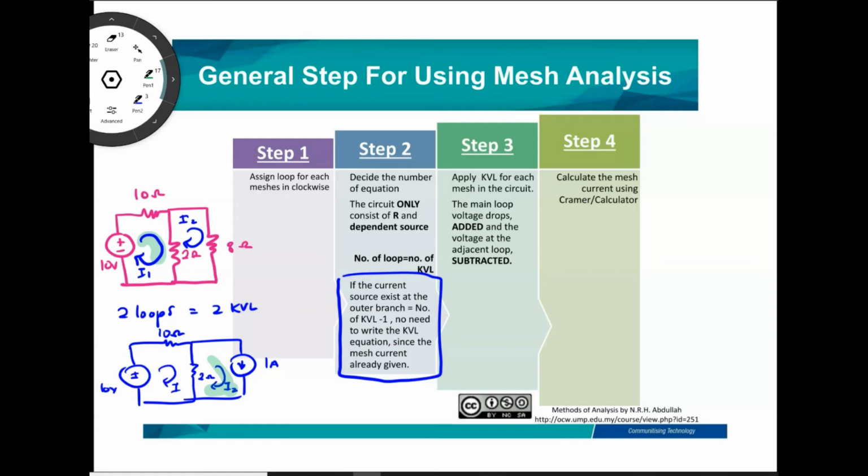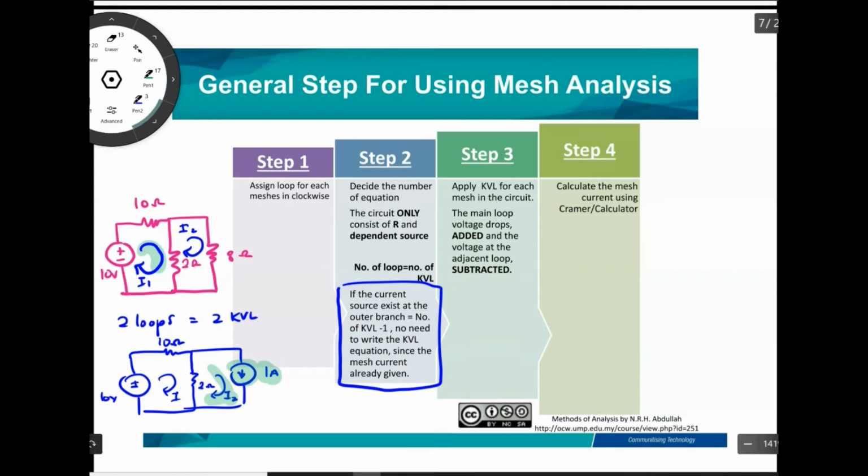So the flow is the same as the current source as stated in the circuit. So it means that I2 is equal to 1 mA. So you already know the value of I2. This means there is no need to do the KVL for that loop. But for the first loop, you have to do the KVL in order to find I1.